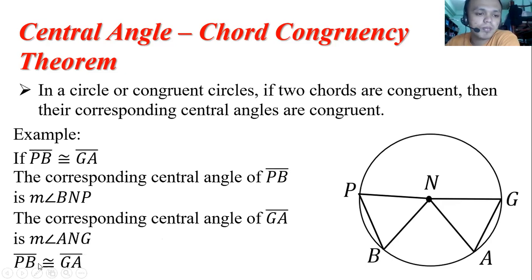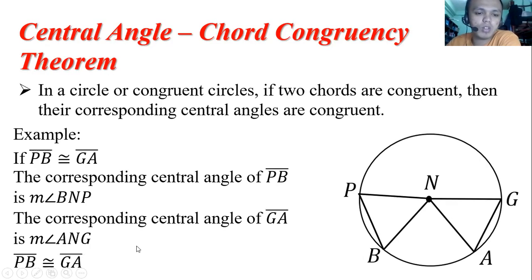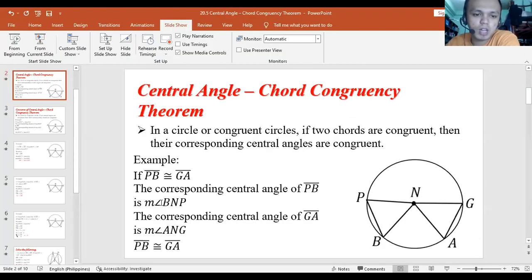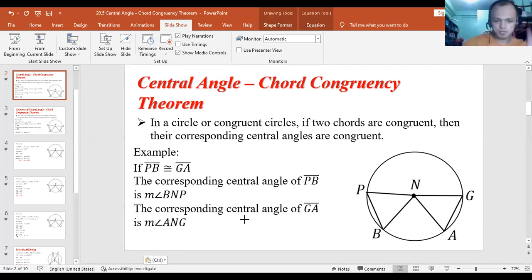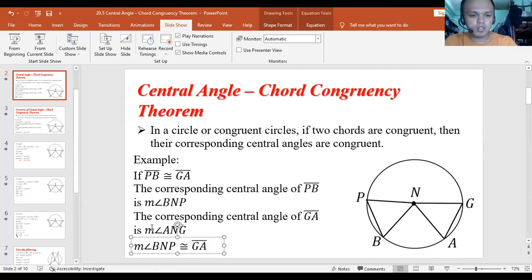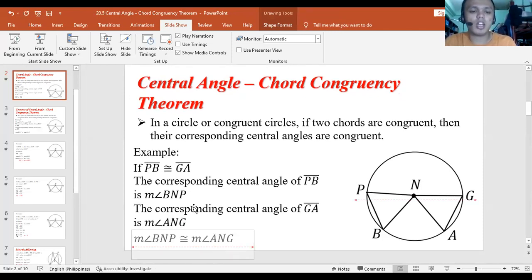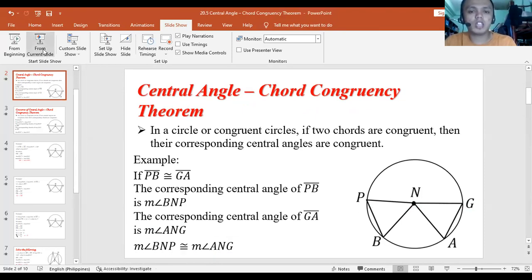Therefore, since PB is congruent to GA, it will follow that the measure of angle BNP is congruent to the measure of angle ANG. Okay, yan ang sa central angle chord congruency theorem.